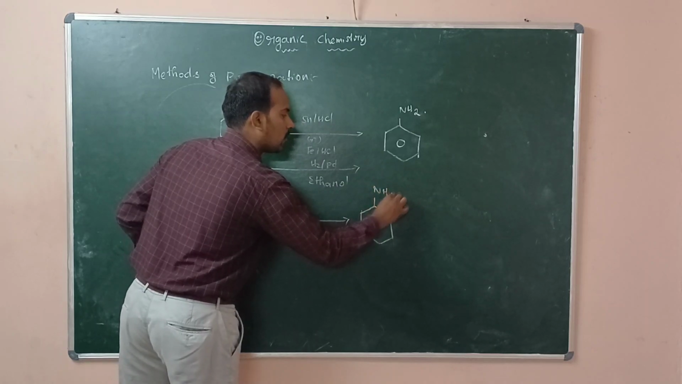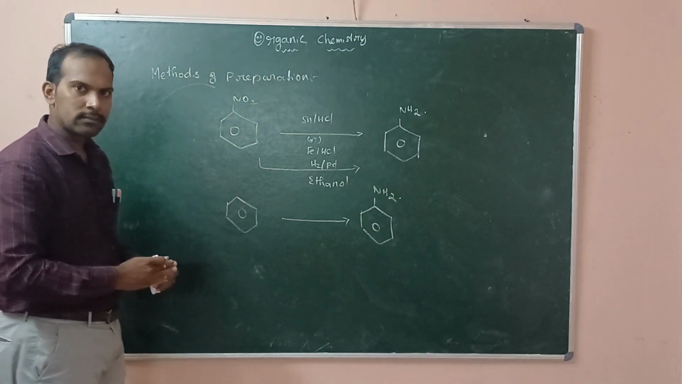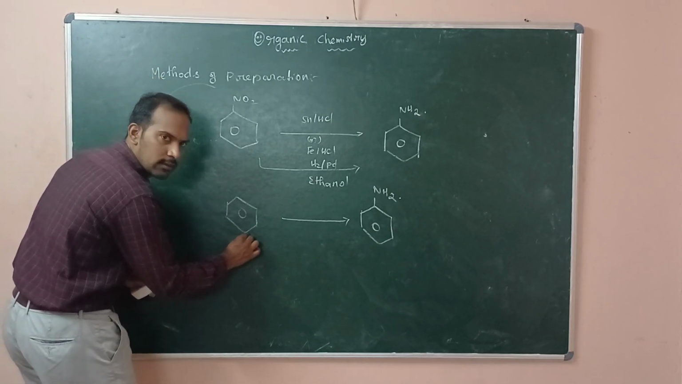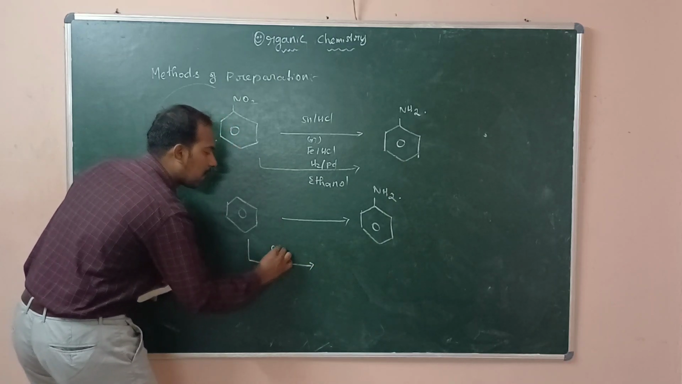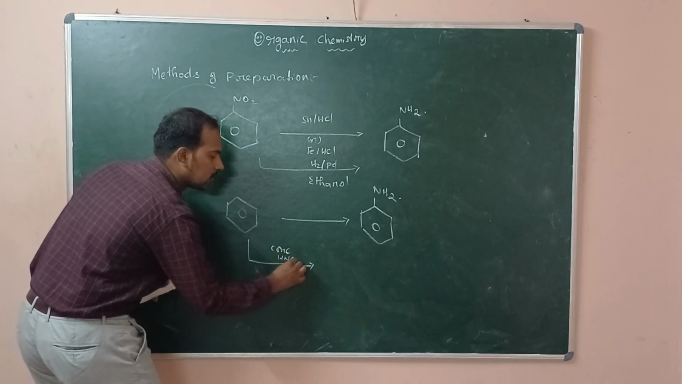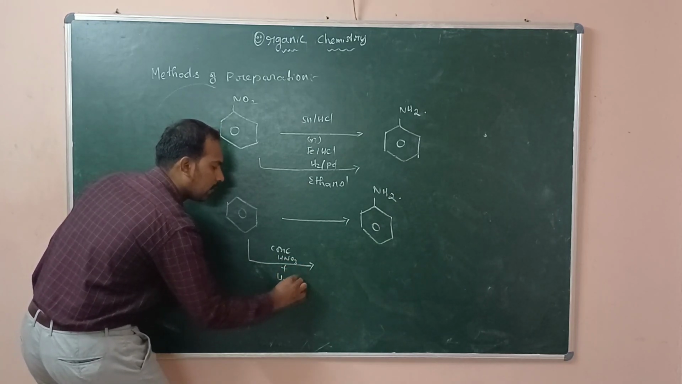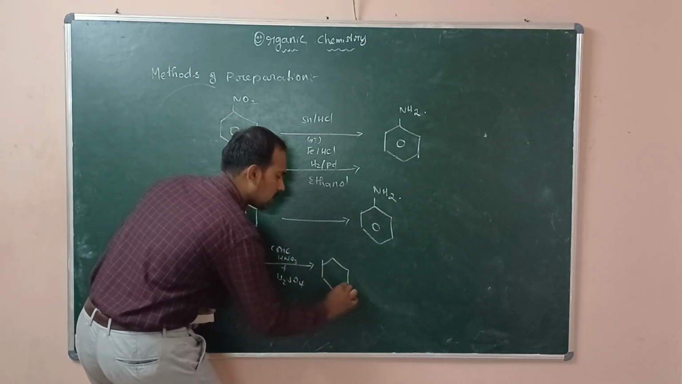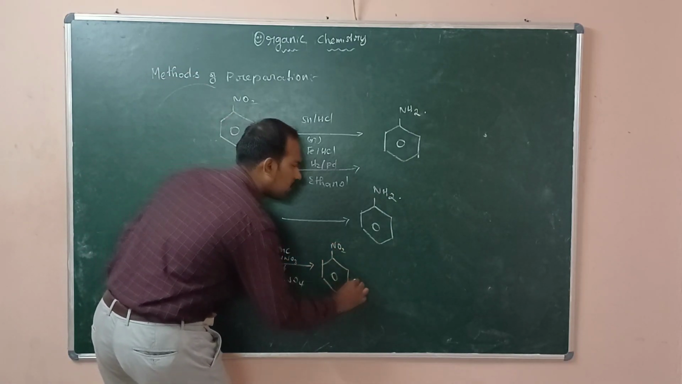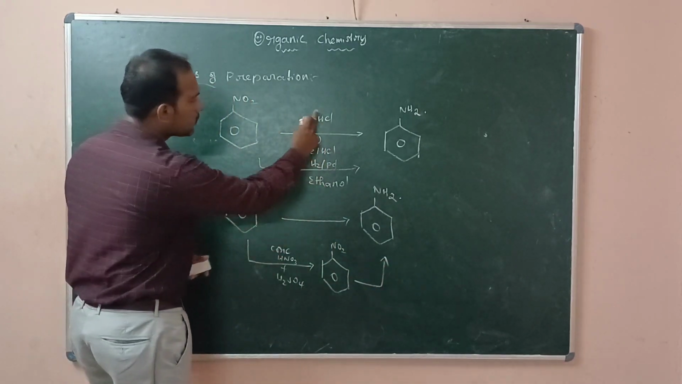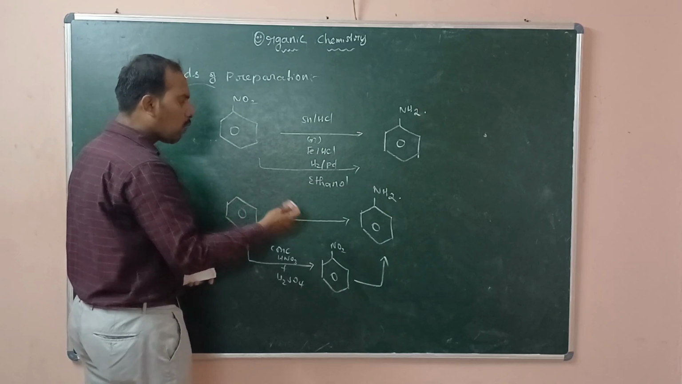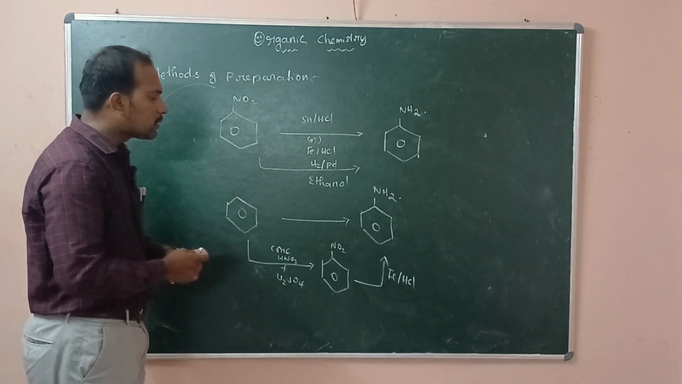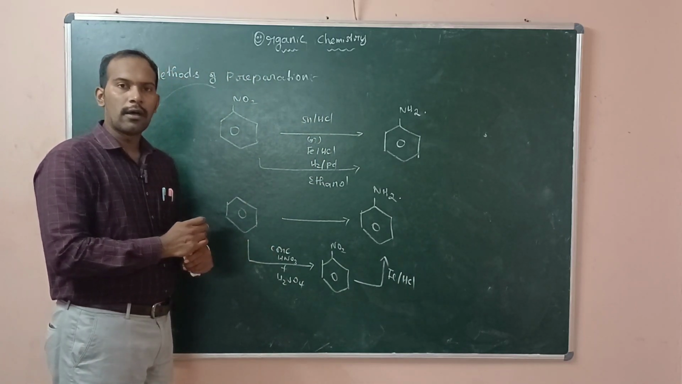A direct method is not possible. From this benzene, we have to add concentrated nitric acid and concentrated sulfuric acid, which is called nitration. Now we convert this benzene to nitrobenzene. From nitrobenzene to aniline, we can use any one of the reagents. Moreover, we can use iron and HCl, which is the most reactive reagent among these reducing agents.